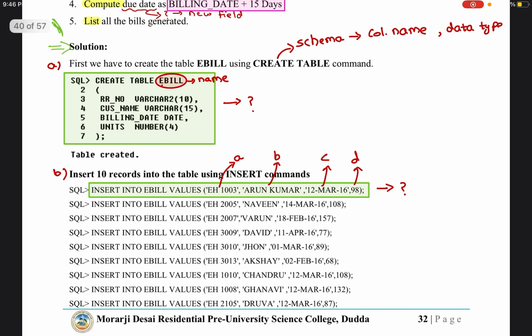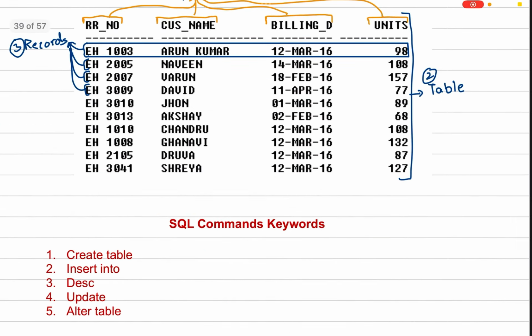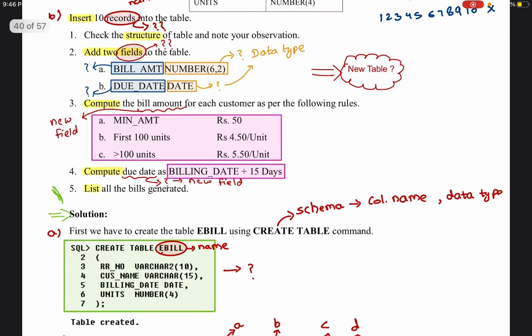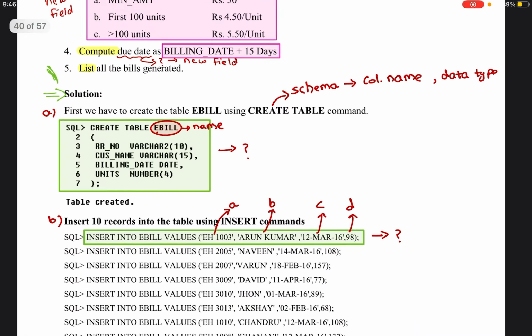Part A, first we have to create an eBill table. Now for that we have this command, create table. I told you in the basics, you have to remember this thing together, create table. Here we are not using the table keyword. Okay, after this we will use the table name. Try to remember, create table, table name.